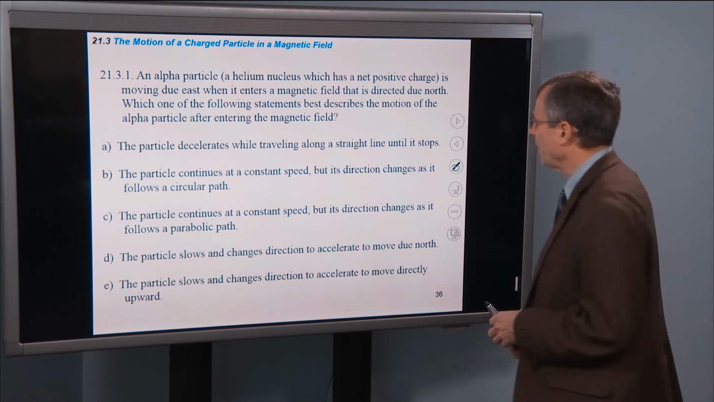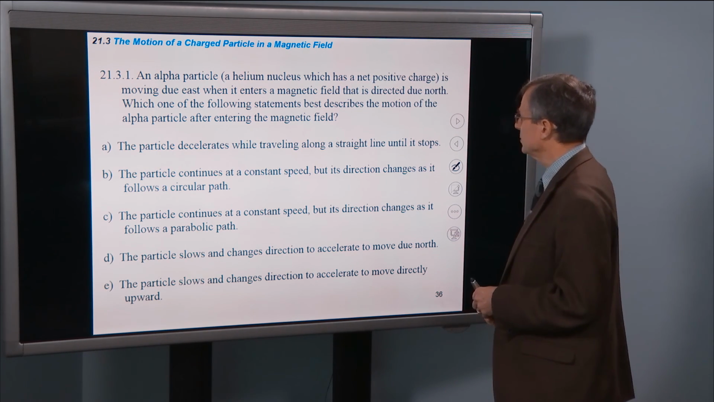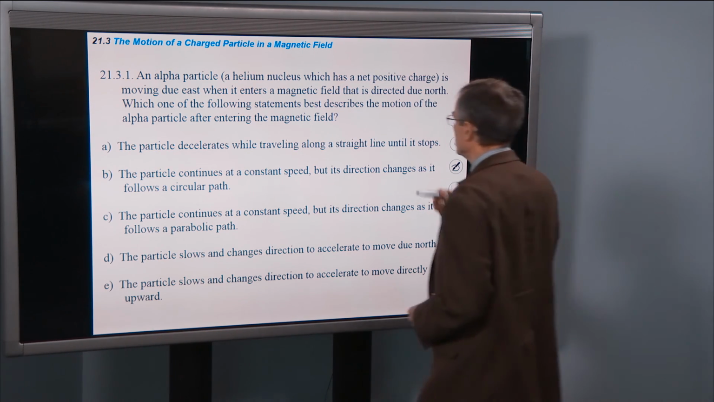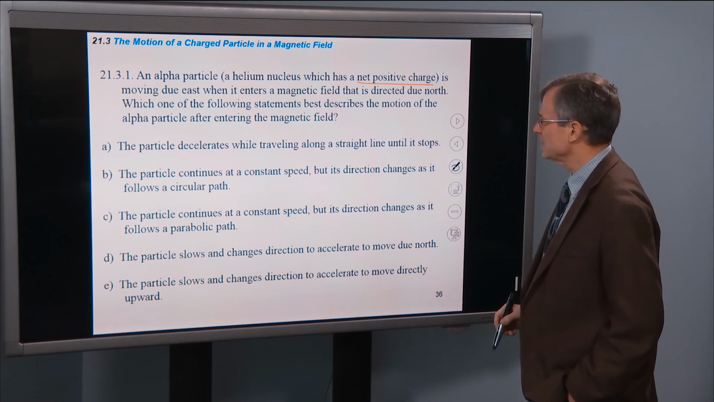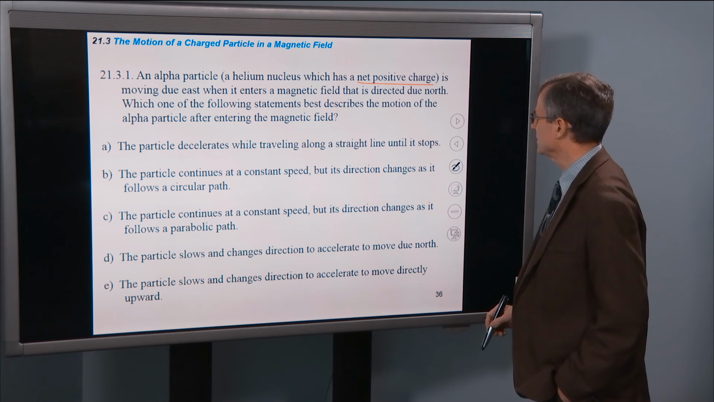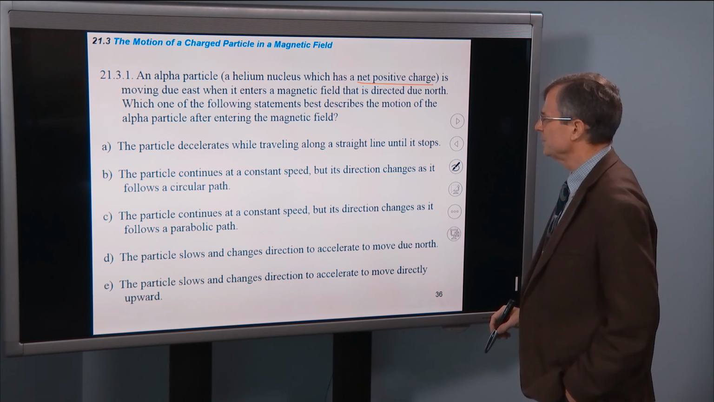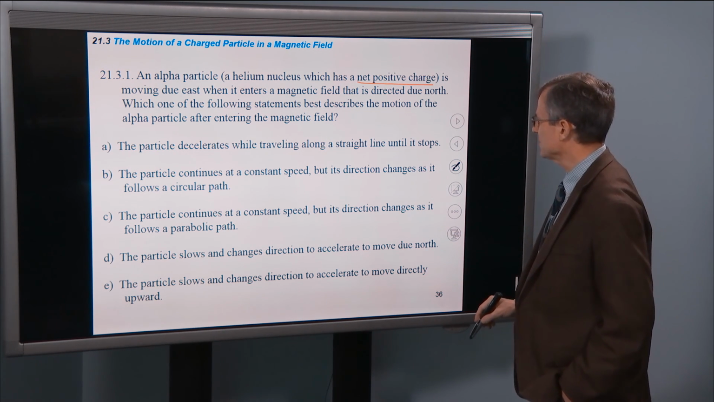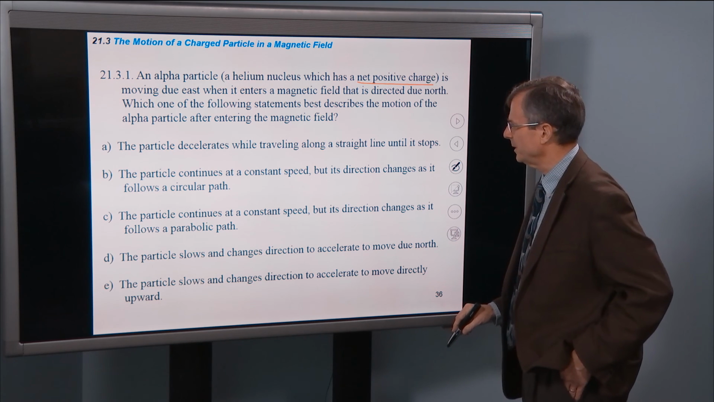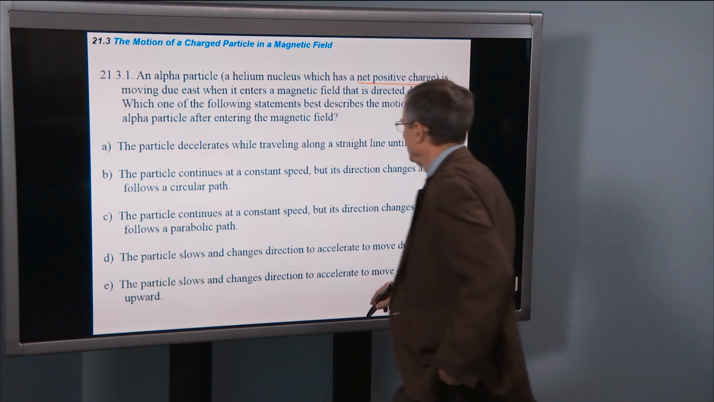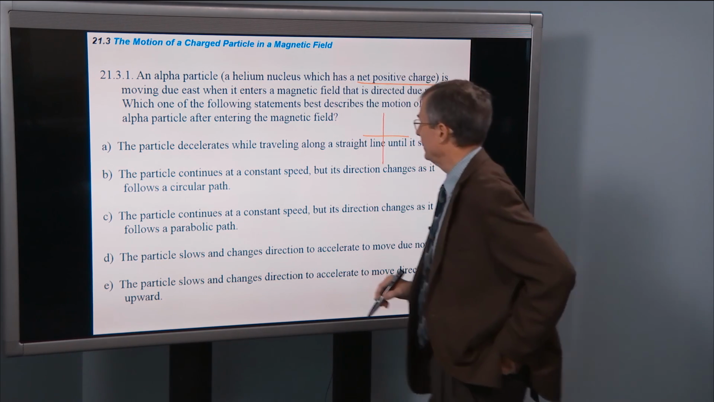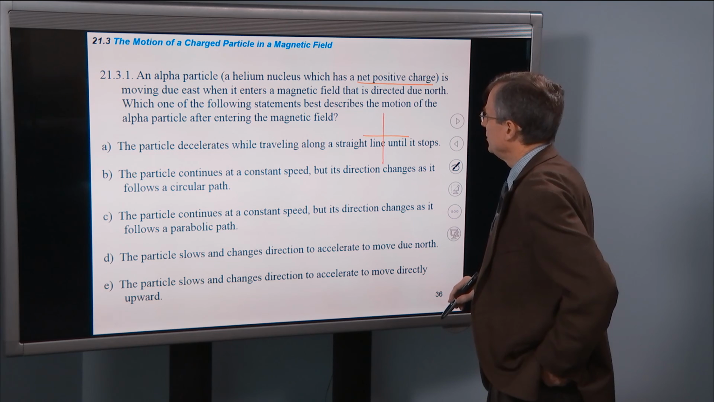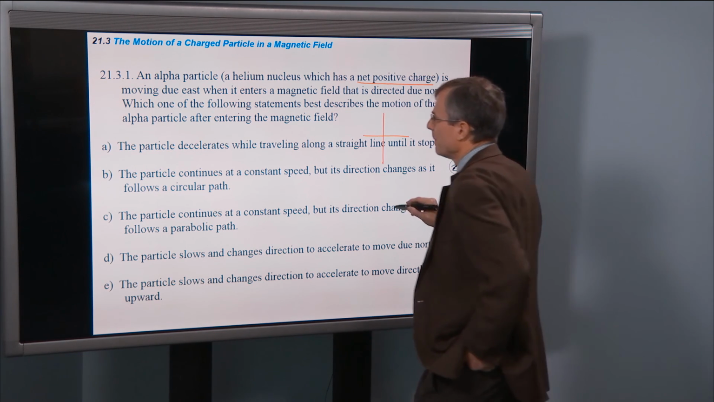All right, an alpha particle, helium nucleus, which has a net positive charge. So it's a positive charge, that's what matters in this problem, is moving due east when it encounters a magnetic field directed due north. Which of the following statements best describes the motion of the alpha particle after entering the magnetic field? Well, let's do it on the screen here. This is actually identical to the example we did before.